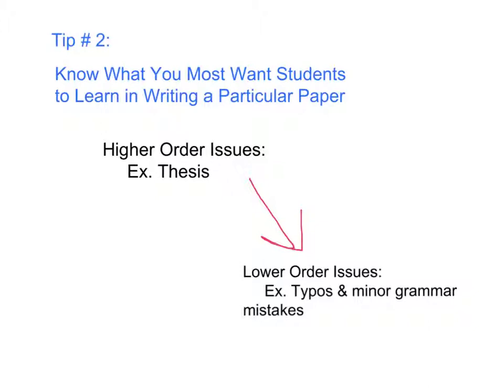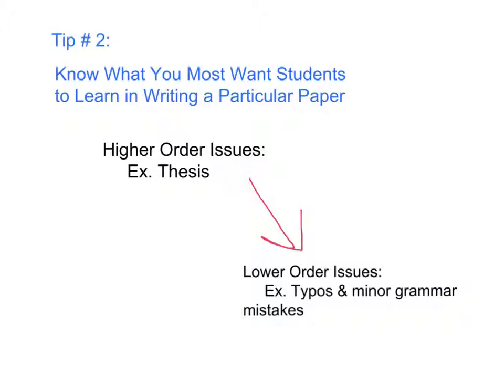First of all, you try to know what you most want students to learn in writing a particular paper. You want to have an idea of focusing on higher order issues in a particular paper, such as the thesis statement or an introductory paragraph or evidence. And you're probably in an early paper not going to focus on lower order issues like typos or minor grammatical mistakes.